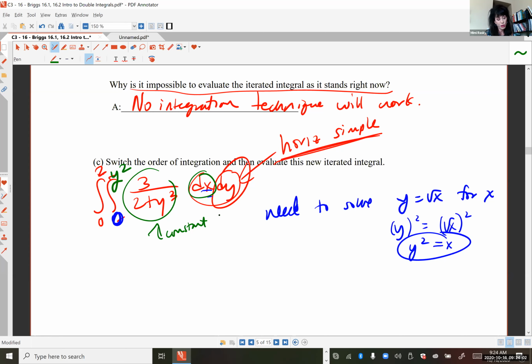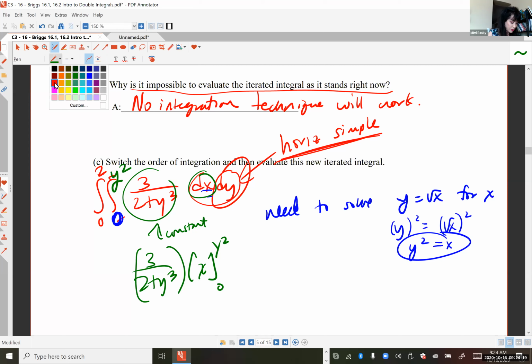So that entire quotient, 3 over 2 plus y cubed, just looks like a constant, like 10. And so you know the integral of 10 with respect to x is just the constant, whatever it is, times x. And x is going from 0 to y squared. And please continue to copy down the outermost integral, so that when I read your work, I know you know that there's still an outermost integral left to be done, right?